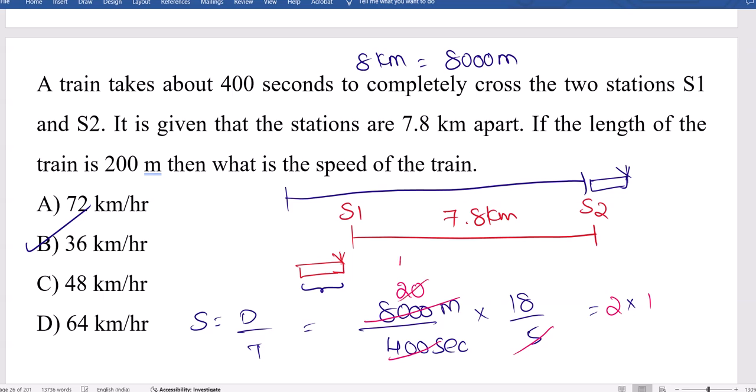72, right? Is it 72 or 32? 36. It's 72, right? 72, you check once. 72, not 36.